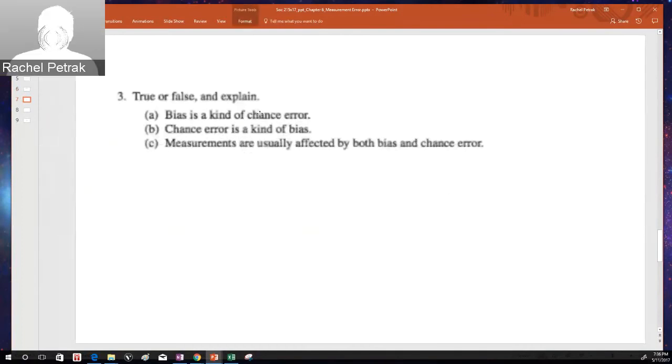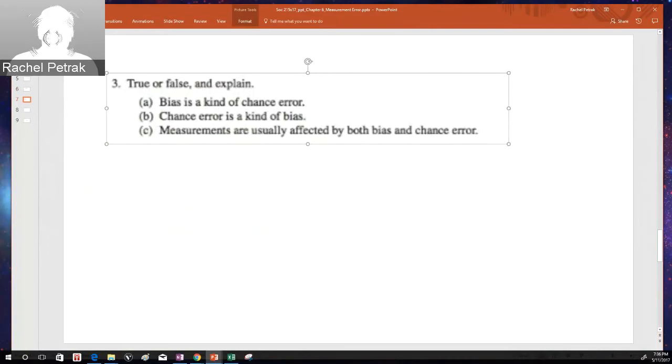True or false? Bias is a kind of chance error. False, that's right. Bias is a systematic error.